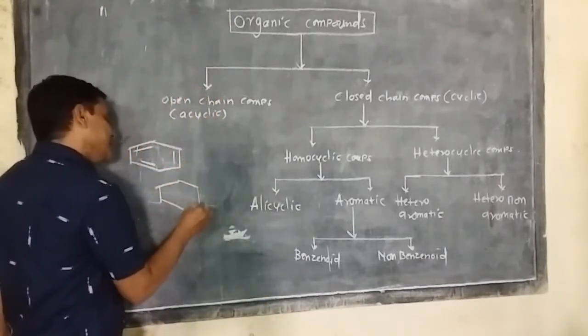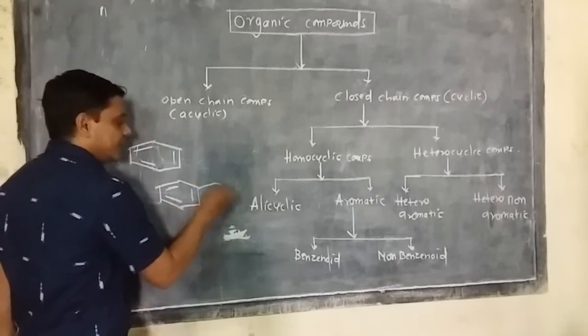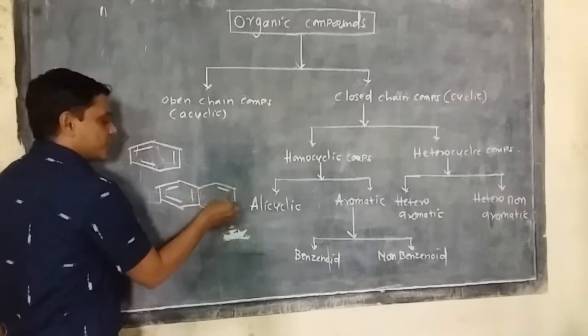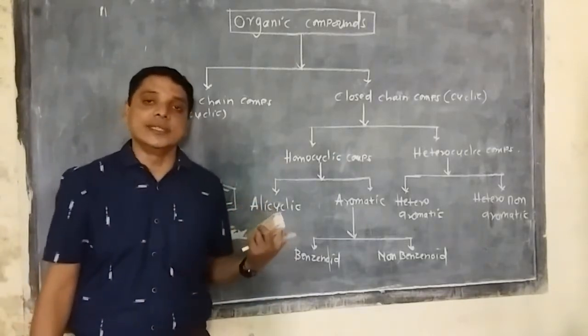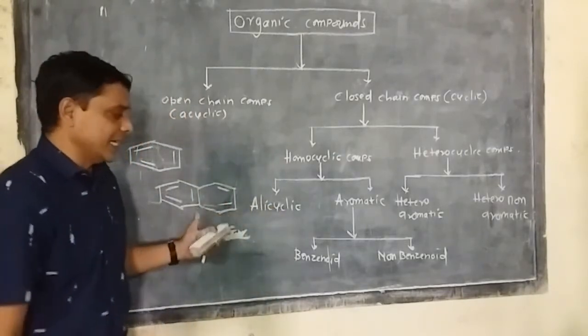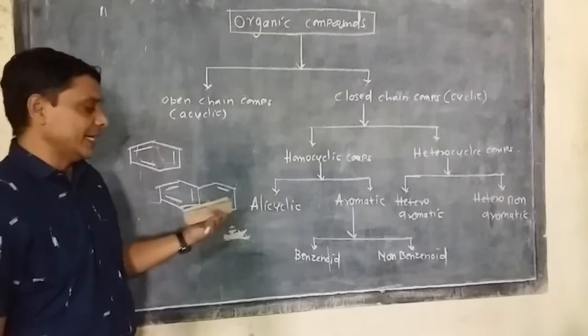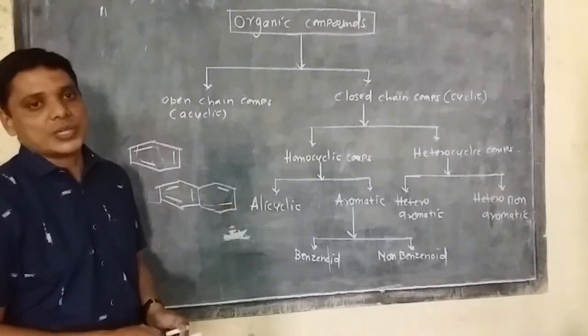Suppose two benzene rings are fused with each other, then the compound formed is called naphthalene. So naphthalene is again a combination of two benzene rings, but its look is still like benzene. So it is included among the benzene type of compounds.